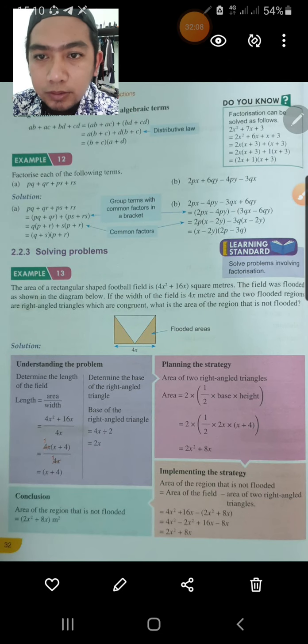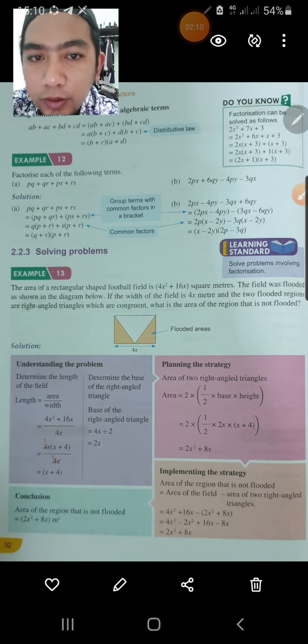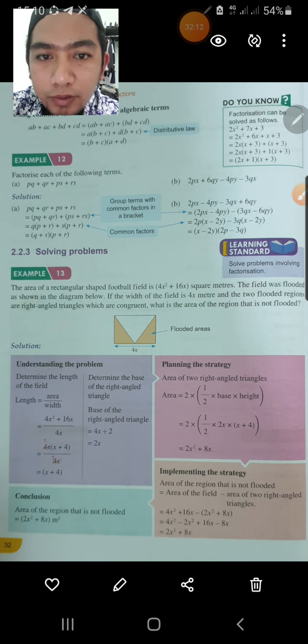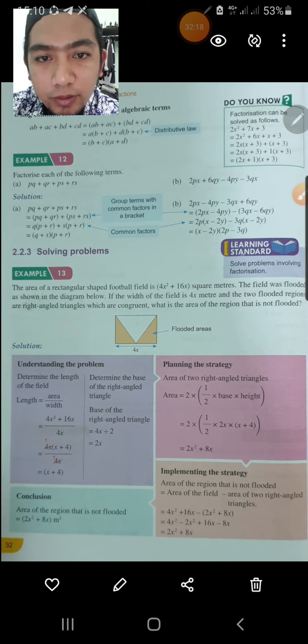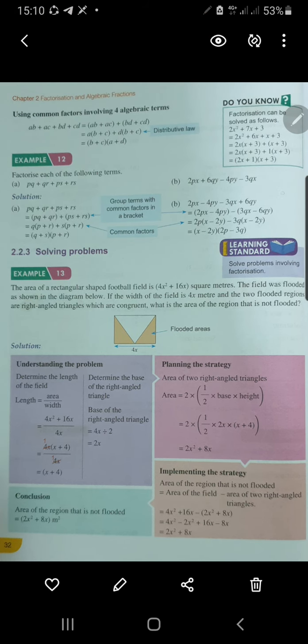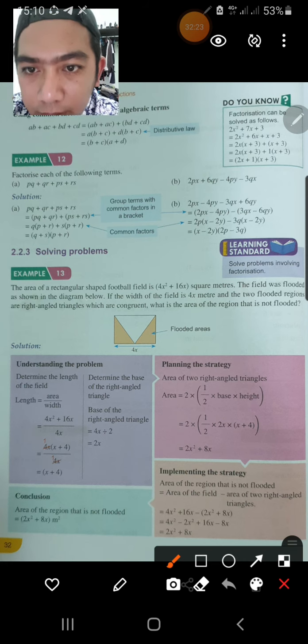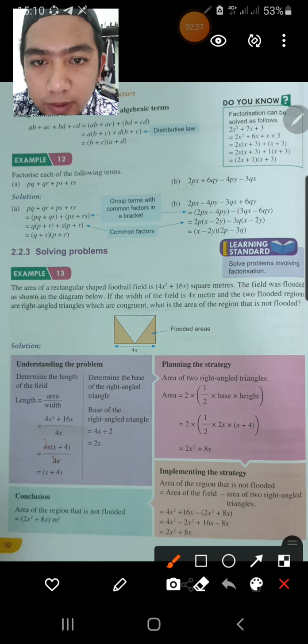So now the last subtopic for 2.2 is solving problem. So the learning standard, you should know how to solve problem involving factorization. So the question is, the area of a rectangular shaped football field is 4x square plus 16x square meter. The field was flooded as shown in the diagram below.